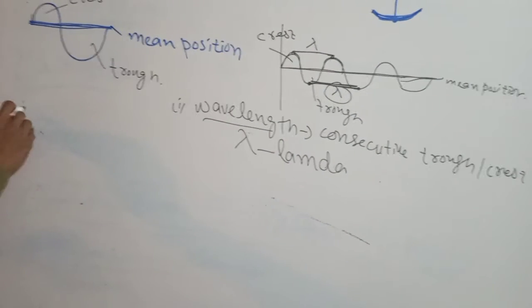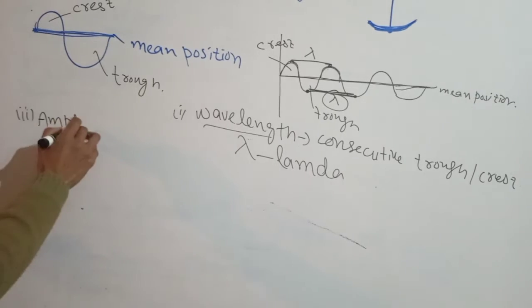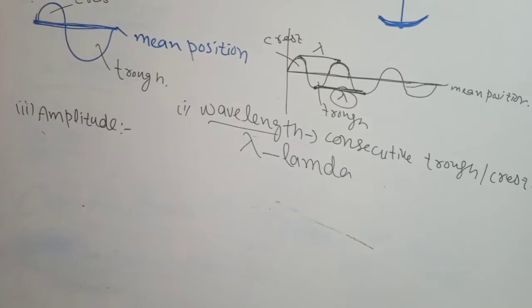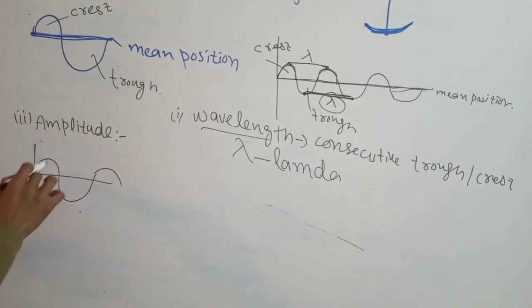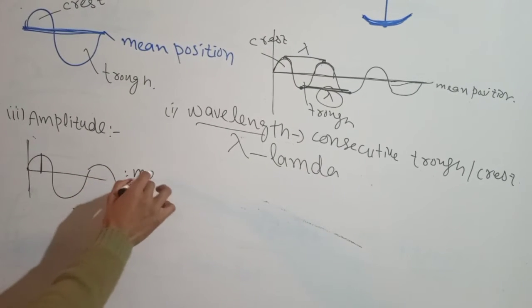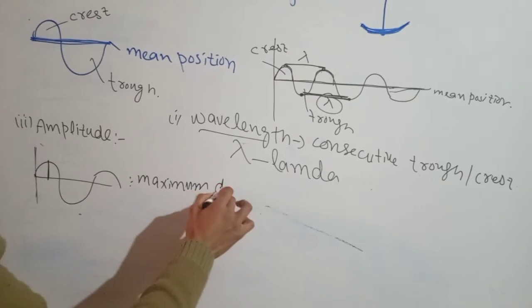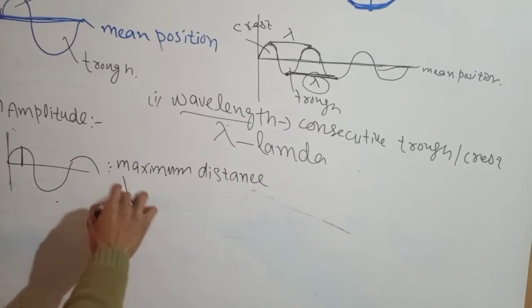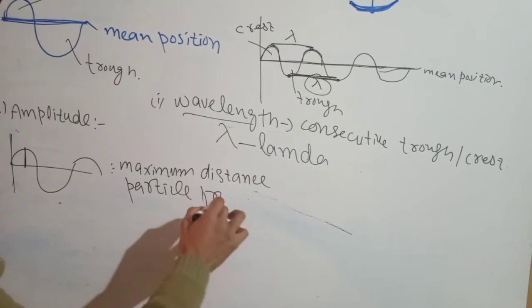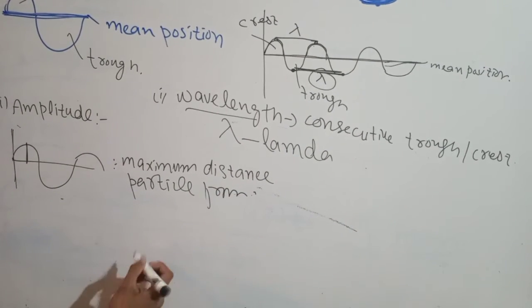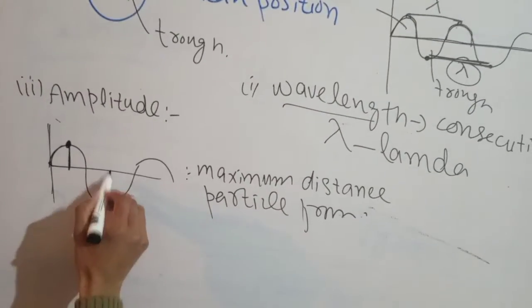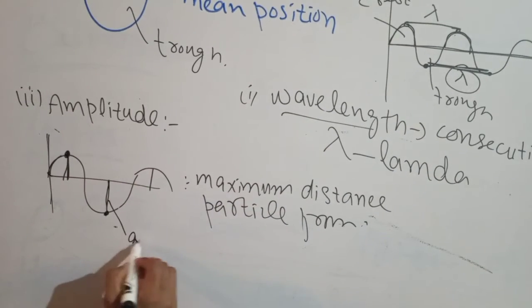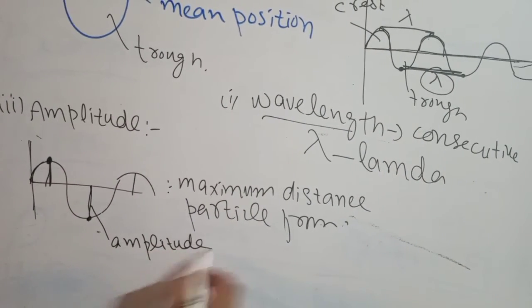Okay, the next one is amplitude. What is the amplitude? Amplitude in a wave is the maximum distance of the particles of the wave from the mean position. For example, here the maximum distance is this one, whereas in the trough it is this one. So this and this are known as the amplitude of the wave.